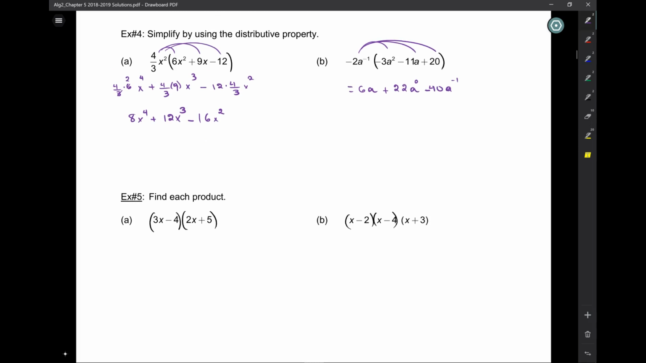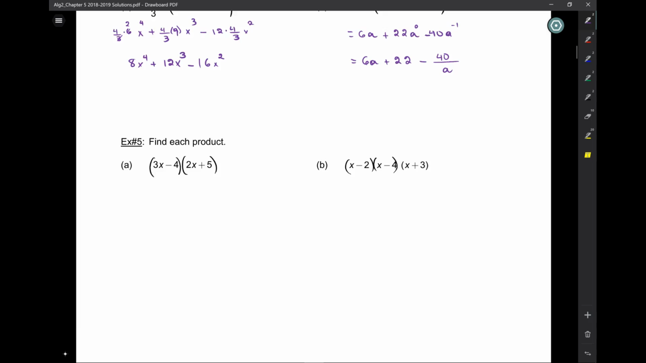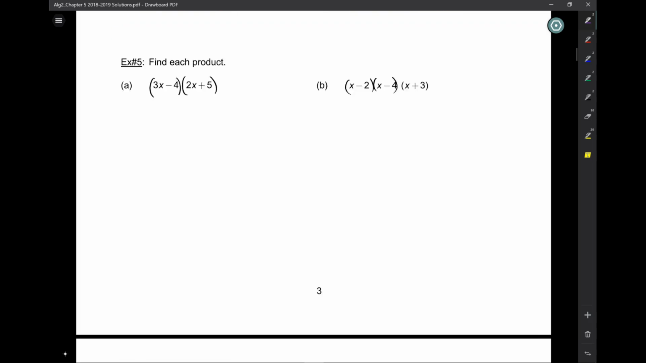Okay, so listen, we're not done with this yet. This is going to be 6a plus 22 minus 40 over a. That's when it's completely simplified. Now, if you can go from the first step here again in one step, perfect. This will be on the non-calculator sections, of course.